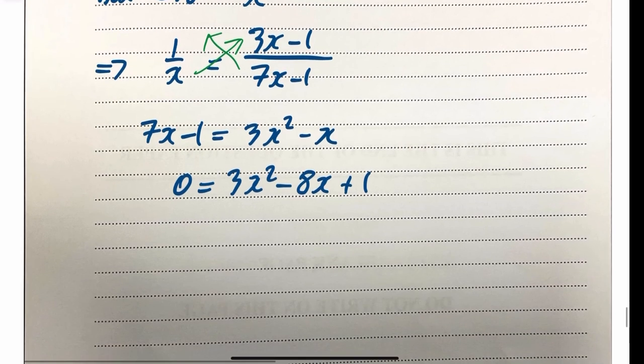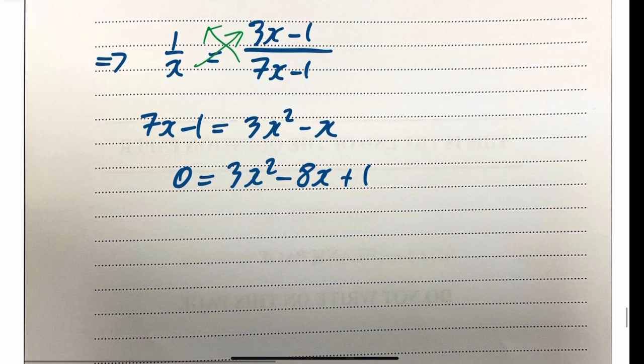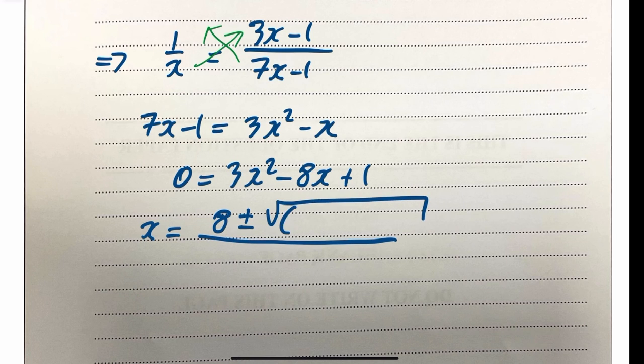And then we could tidy that up in some way, shape or form. And well, no, we can't do anything with that. Sorry, I was going to say we could factorize that, but we can't factorize it. We'll have to use our quadratic formula. So it's going to be minus b, which is minus minus 8, plus or minus the square root of b squared, so minus 8 squared, minus 4 times my a, which is 3, times my c, which is 1, all over 2a, so that's 2 times 3.